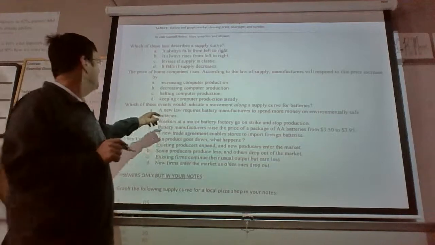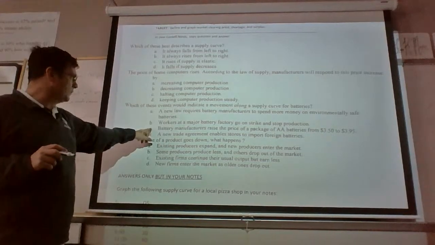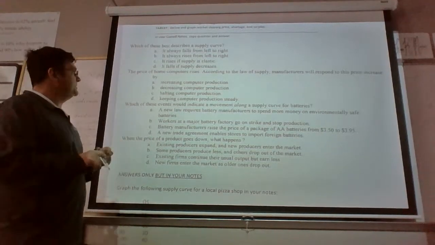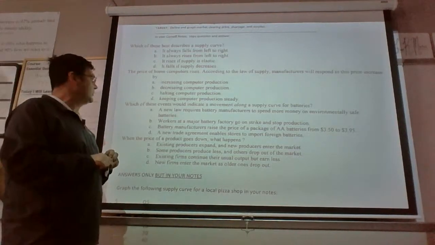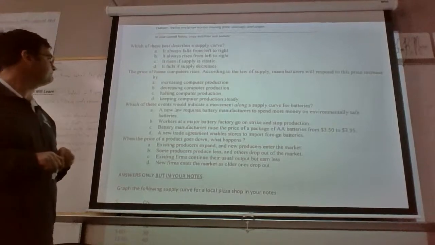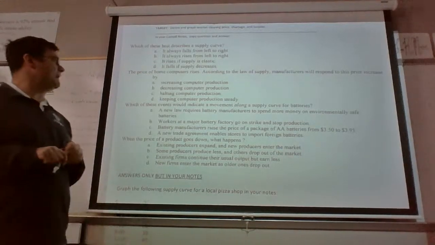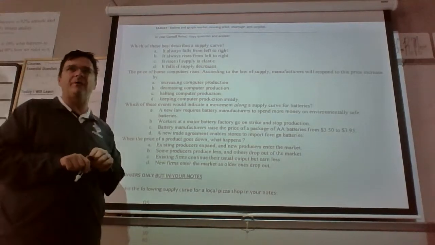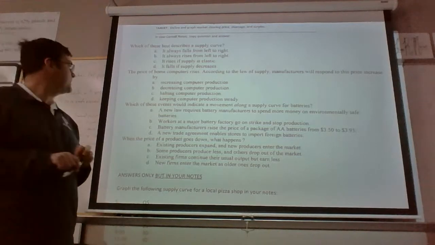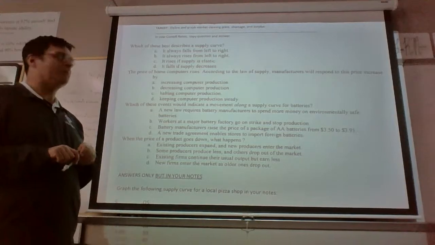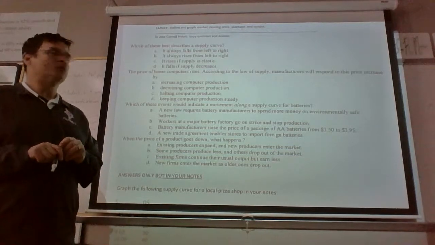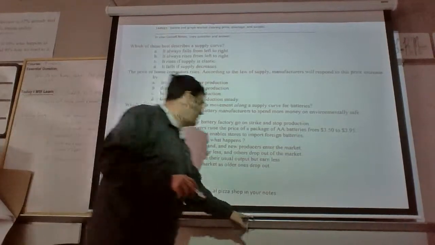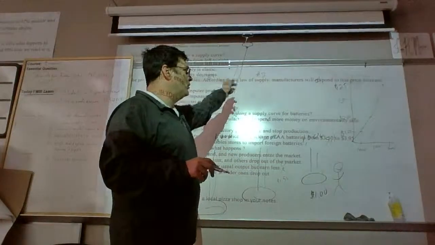The last one I want to go over is kind of tough. Which of these events would indicate movement along a supply curve for batteries? Put that on your whiteboard. Let me check where you are. Which of those events would indicate movement along a supply curve for batteries? Good. Most of you are C. Let's show you that real quick.